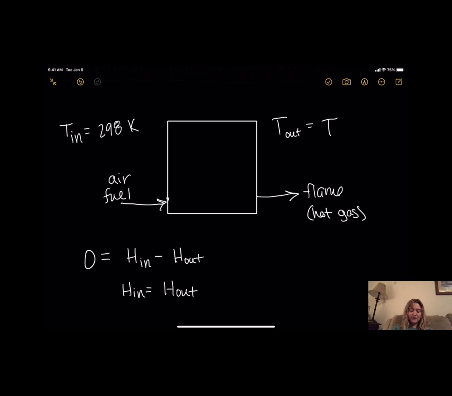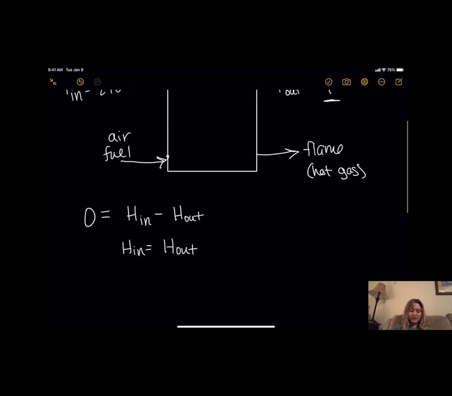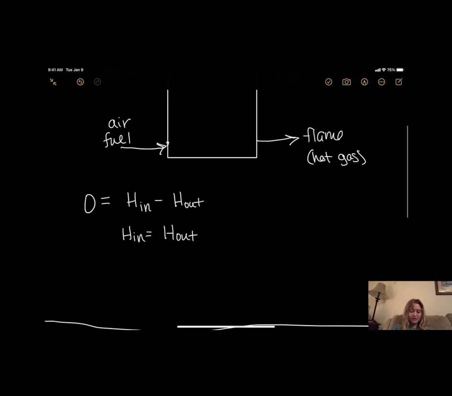Now that we've defined this relationship, we need to incorporate temperature into it in order to solve for our final value T. So we can now write that our heat of formation at our final temperature T is going to be equal to our heat of formation at our initial temperature of 298 Kelvin plus the integral from 298 Kelvin to our final temperature T of our heat capacity with respect to time.